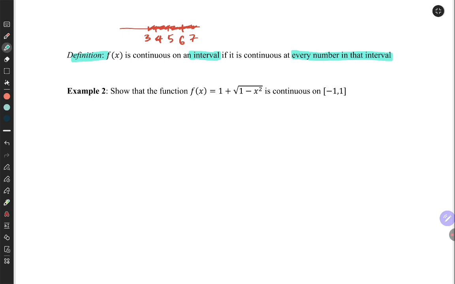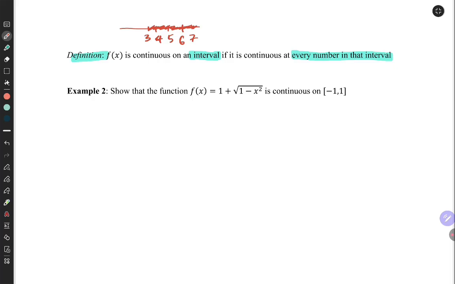Really, really simple notation. But apply that to this function. Show that this function is continuous on that interval, negative 1 to 1. Okay, negative 1 to 1.